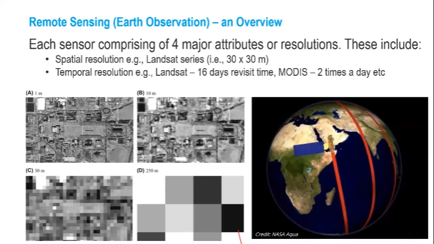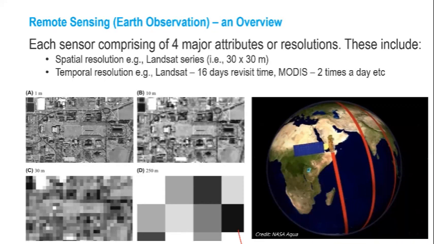For example, Landsat has a 16-day revisit time. If it flew over a place, it will come back over the same place 16 days later. Meanwhile, MODIS is another sensor with a higher temporal resolution. It can fly twice a day. It has two sensors on board. One flies probably early in the morning, another one in the afternoon. So you'll be able to monitor how your features are changing over time.